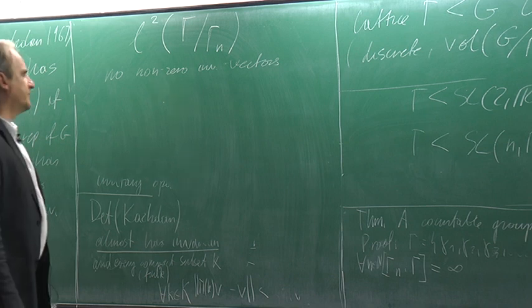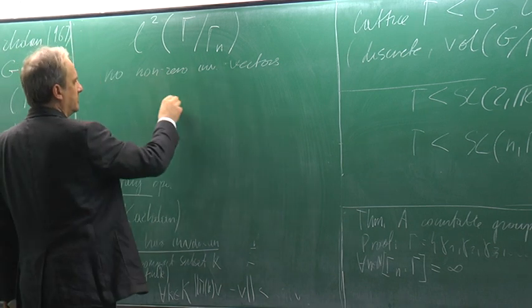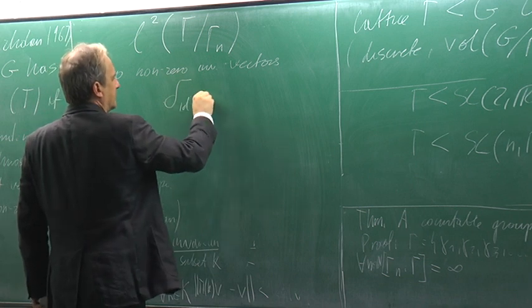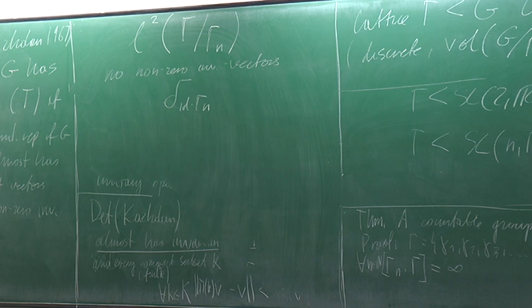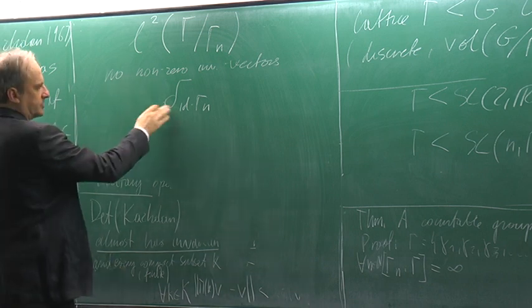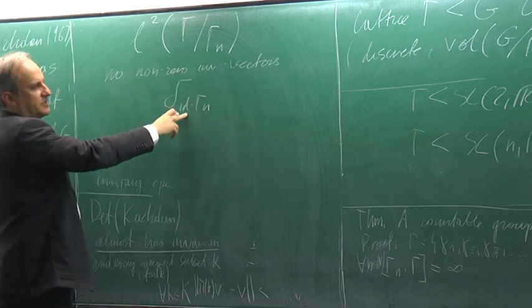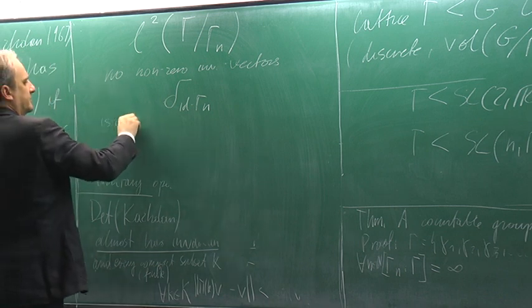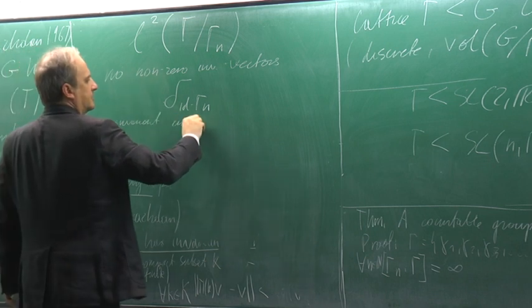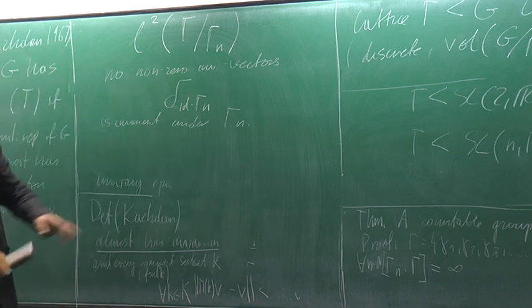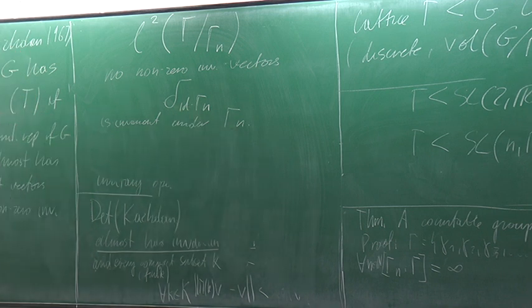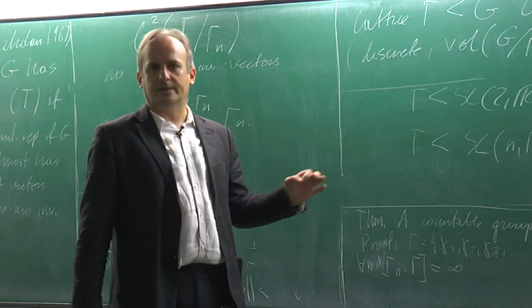Okay? However, if we look at the function delta at the coset identity Gamma_n, this is a function which is zero on all cosets except the coset identity Gamma_n. So this function is invariant under Gamma_n. If we translate identity Gamma_n by any element in Gamma_n, we are again in the same coset. So this function is actually invariant under all elements in Gamma_n.